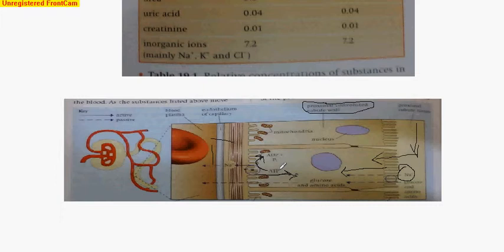Now one thing more is that even water and urea move, but in a little amount. Water and urea move this way, but very little, maybe a few percent, like 10% or something. So it's not significant, and that's why it's not mentioned in the diagram here.